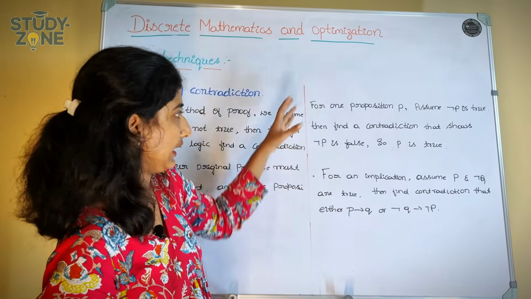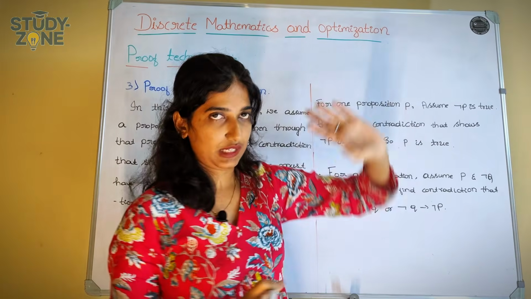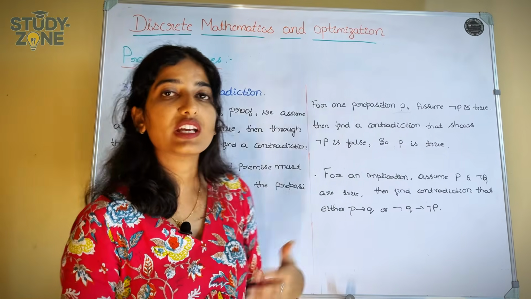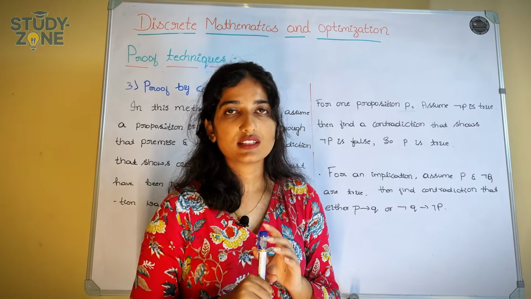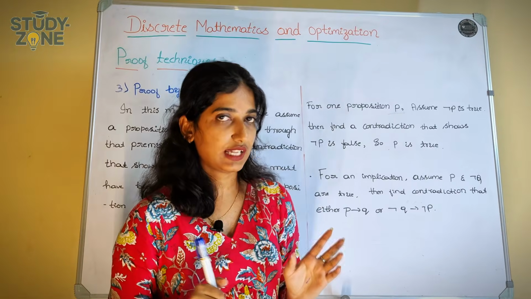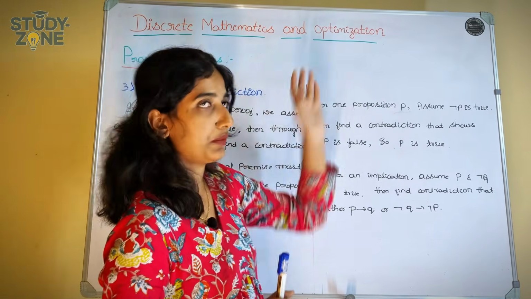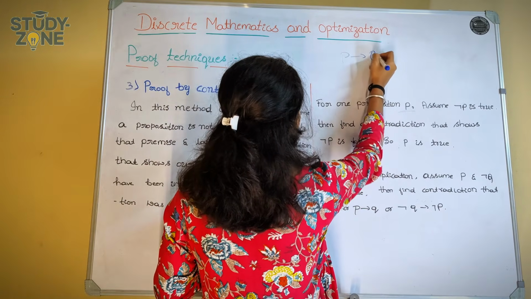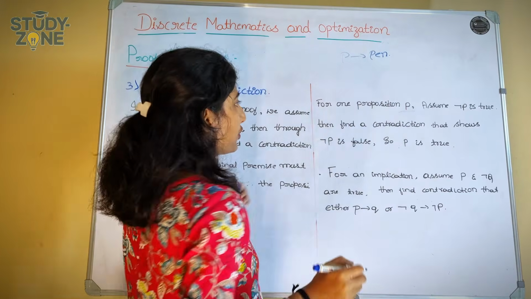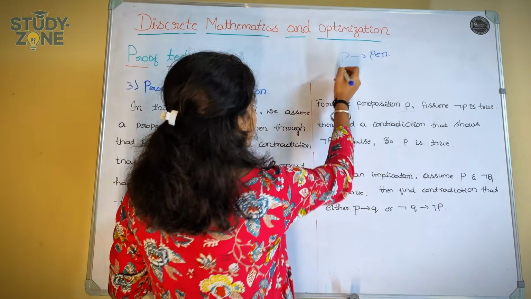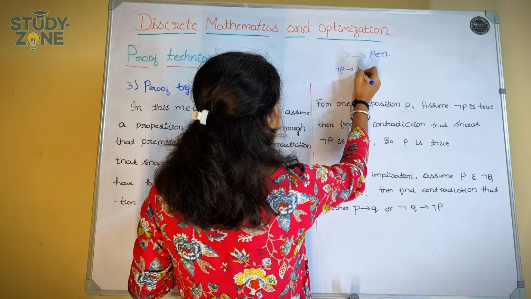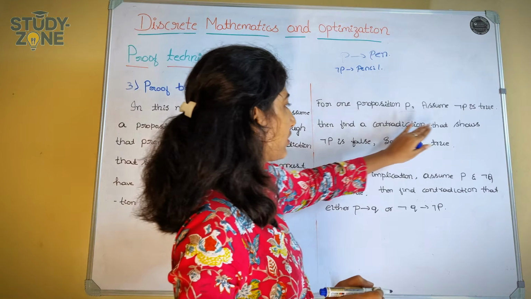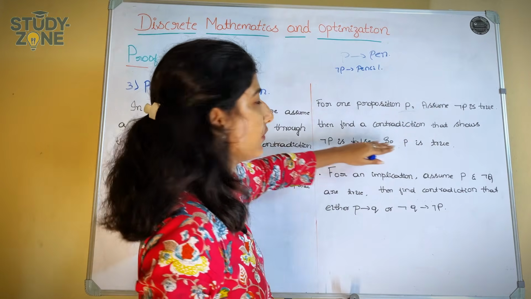In terms of propositions, for one proposition we are taking one proposition named P. Okay, assume negation of P is true. Just relate it with our pen and pencil example. We have one proposition P. Let's take that proposition P as: P is pen. Assume negation P is true, which means negation P is pencil. Then find a contradiction that shows negation P is false.